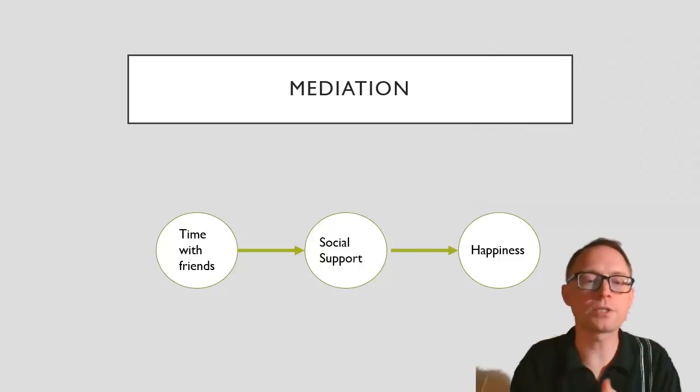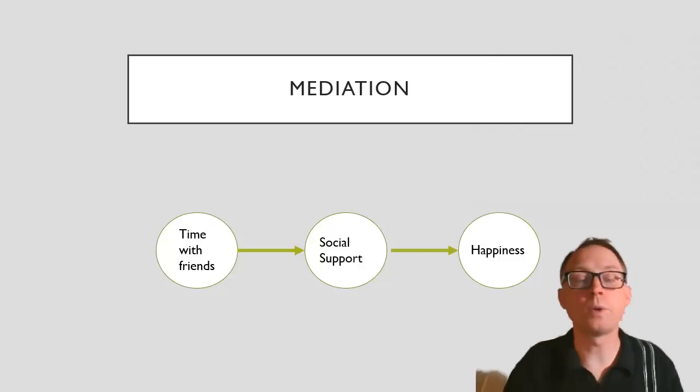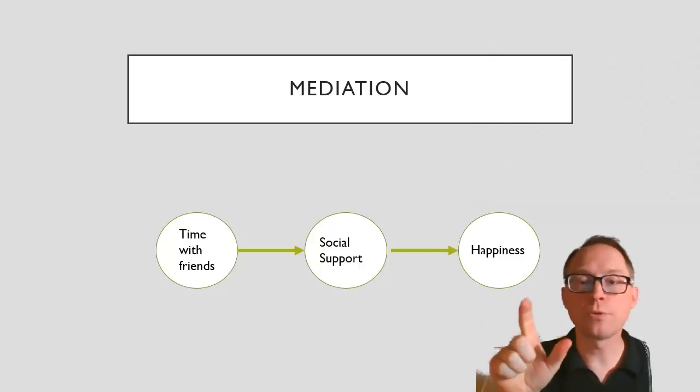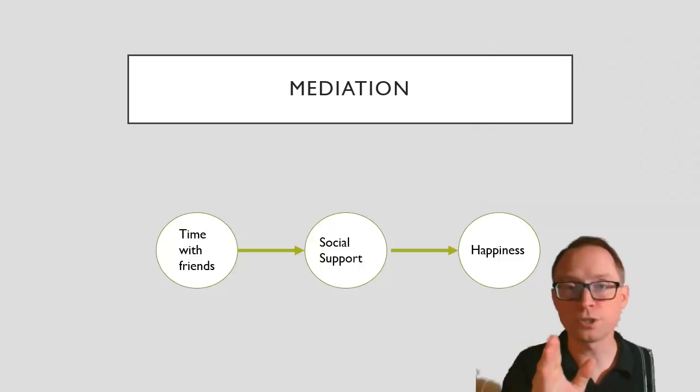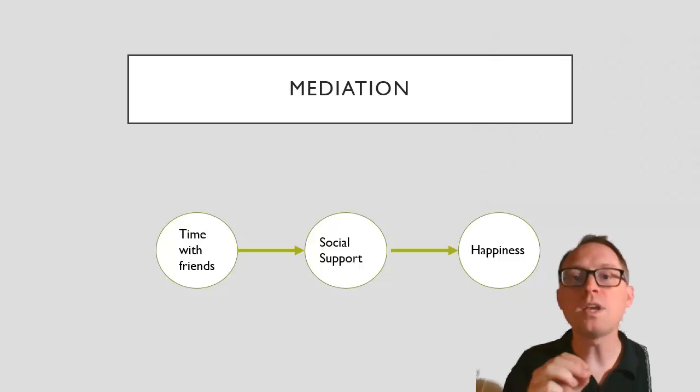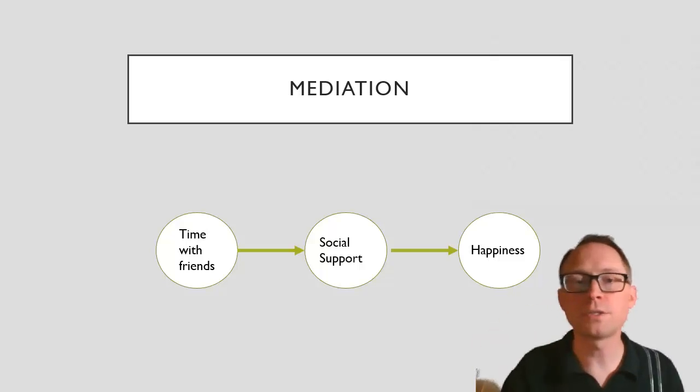So what this is saying, let's assume that we had a survey and we measured how much time you spent with your friends, we measured how much social support you feel, and we measured how happy you are. All right? Now, remember, this is still a correlational study. What we're doing right now is still a correlational study. But we can get closer to the ideas of causality.